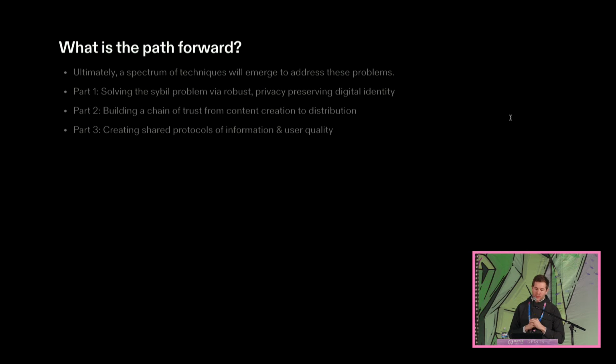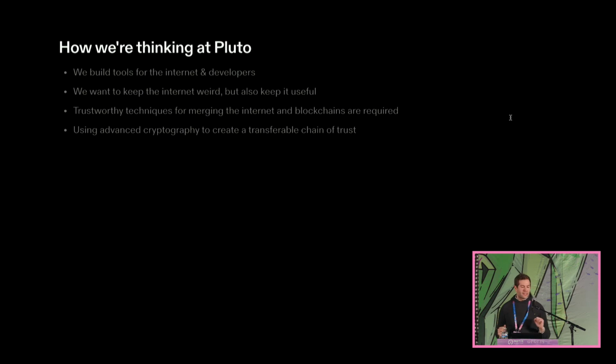Cool. So the path forward is 3 problems. Solve the Sybil problem, build a chain of trust from content creation to distribution, and create shared protocols for information and user quality. And that's that.